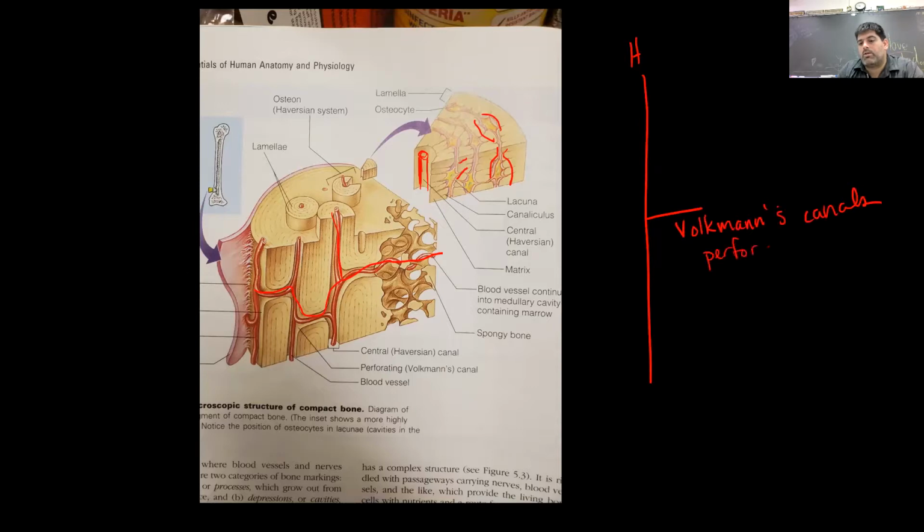These terms are interchangeable. So they're either perforating or Volkmann's canals. And they're going to allow blood to enter from the outside. Okay? They're going to allow blood to enter from the outside. And this is what brings nutrition and oxygen into those cells of the bone.